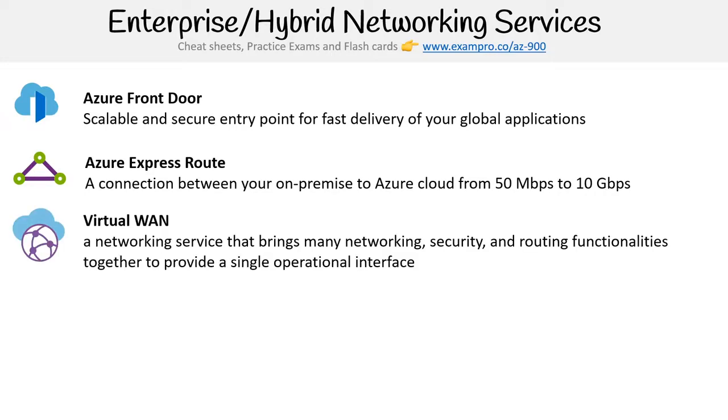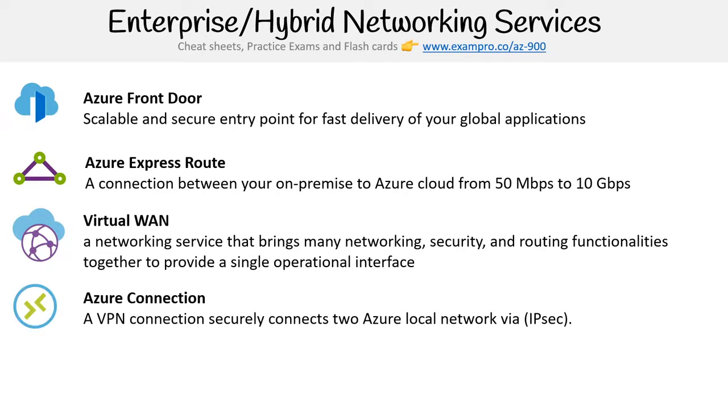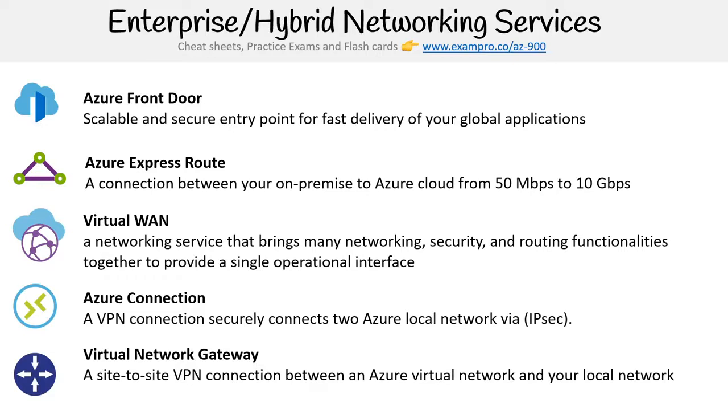Then you have Virtual WAN, a network service that brings many networking, security, and routing functionalities together to provide a single operational interface. I know that sounds complicated, but a WAN is just a way of making networking easier by creating a hub-spoke model. Then you have Azure Connection. So a VPN connection securely connects to Azure local networks via IPsec. So that's just a way of creating a secure connection with Azure. Then you have Virtual Network Gateway, a site-to-site VPN connection between Azure Virtual Network and your local network. So this is just a way of connecting with Azure. So there you go. That is the networking services.